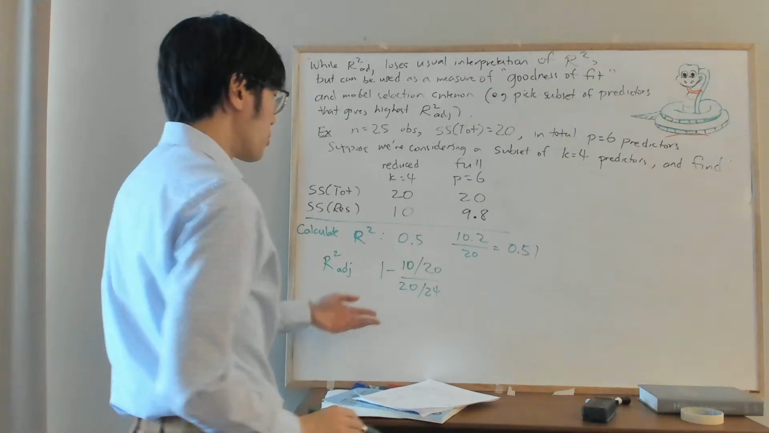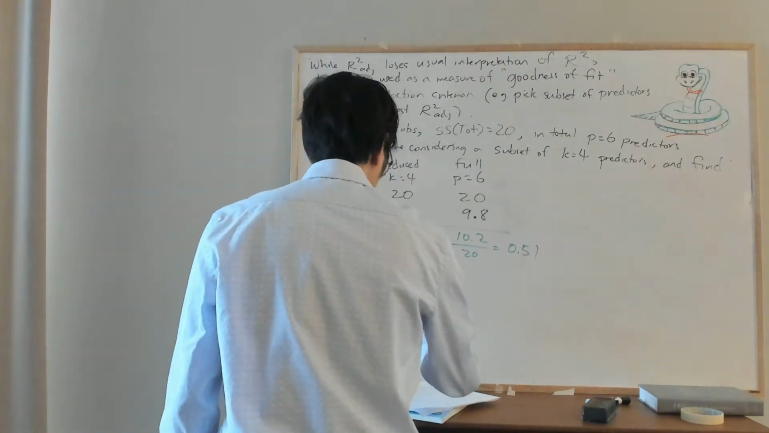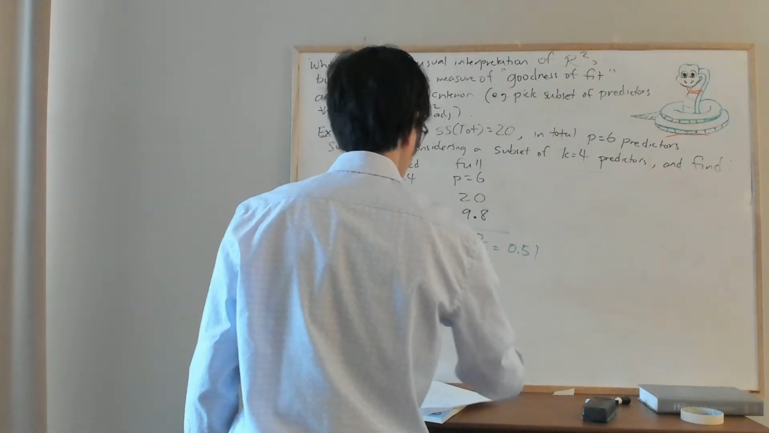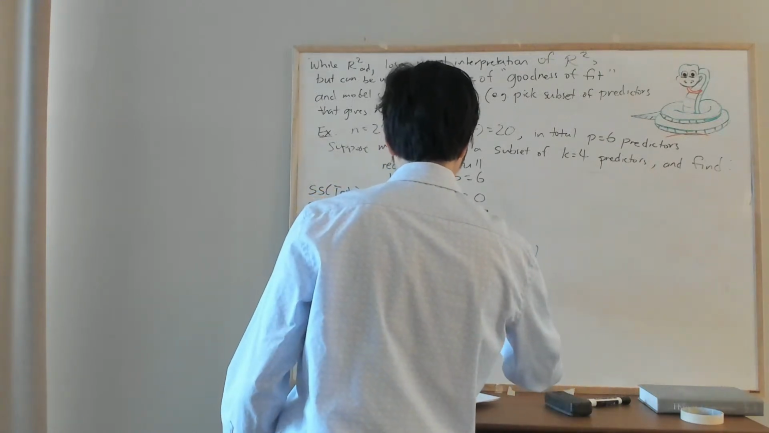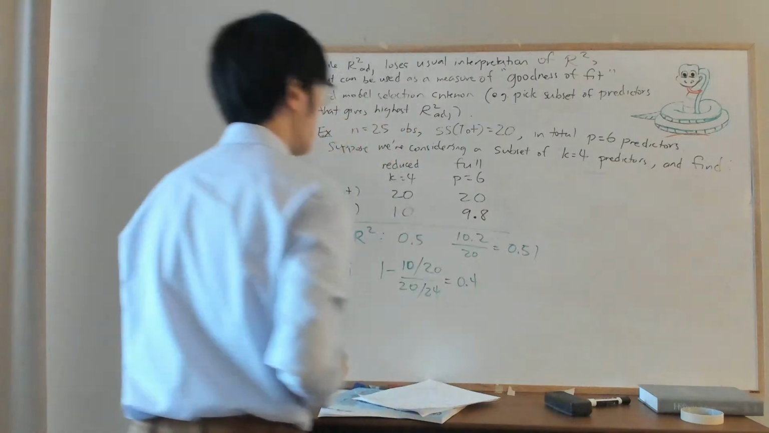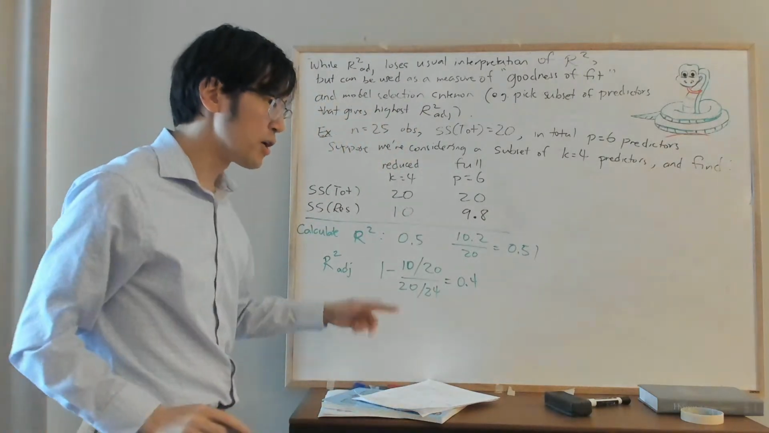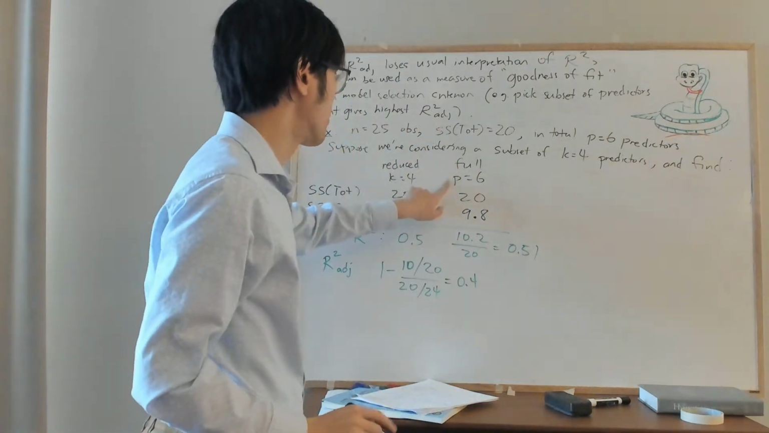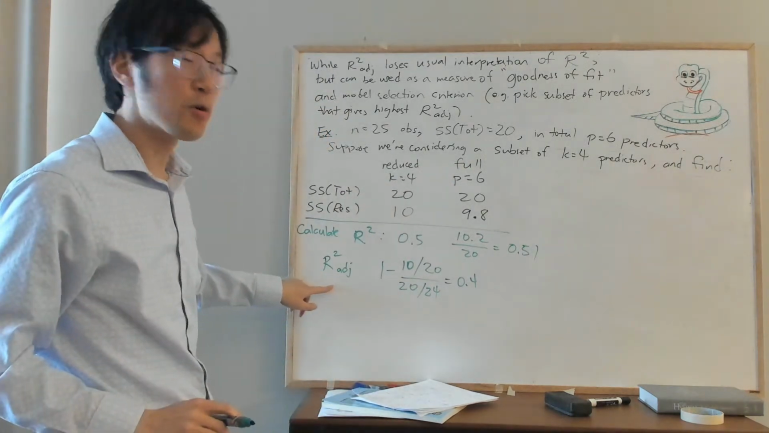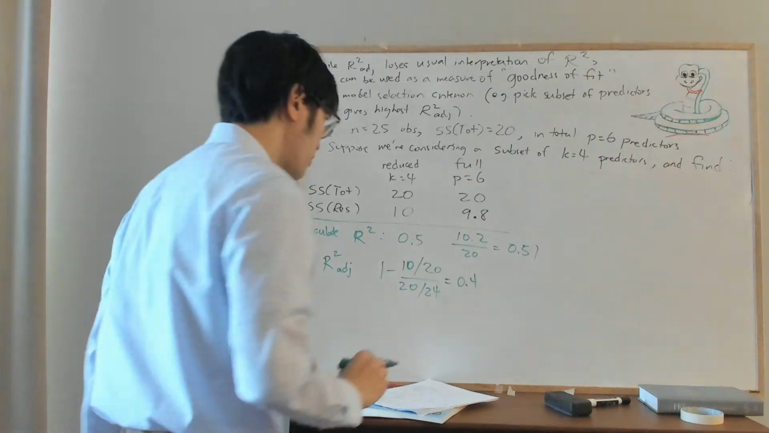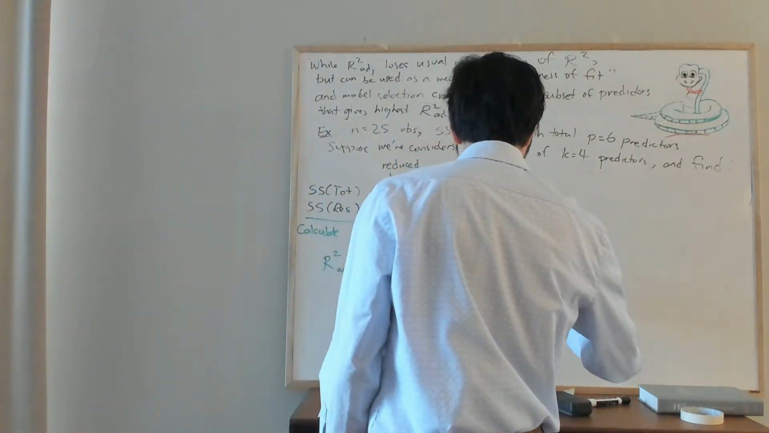So this comes out to be 0.4. And we can do the same for the full model, and we'll see how the adjusted R squared is going to penalize this full model. So what are we going to calculate now? Well, we do 1 minus.